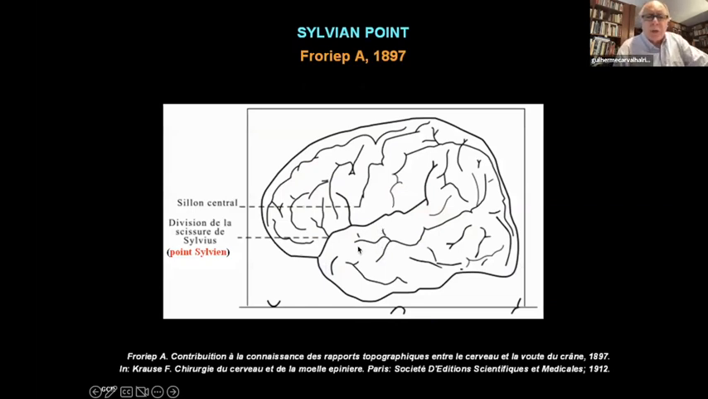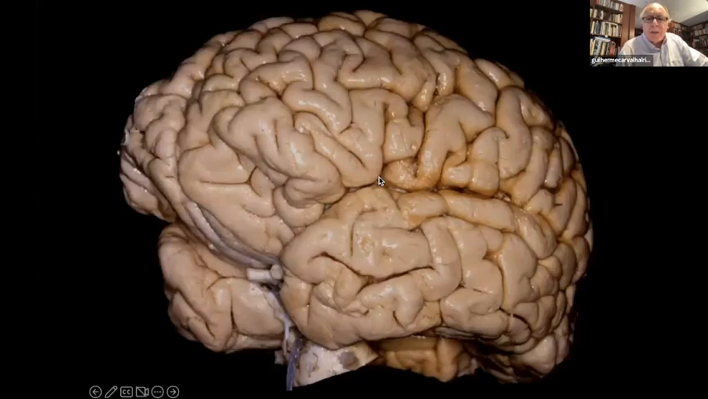I also like to always start with the so-called Sylvian point, which nowadays is called the anterior Sylvian point because we have a posterior Sylvian point, named by Yasargil. The anterior Sylvian point is pretty much a prototype of what I call a key point. It divides the Sylvian fissure, which is the lateral sulcus of the brain, into an anterior part or sphenoidal part and a posterior or lateral part. From the anterior Sylvian point, you always have a branch that goes up and anteriorly, which is the horizontal branch, and another branch, which is the anterior ascending branch, because you have a posterior ascending branch as well.